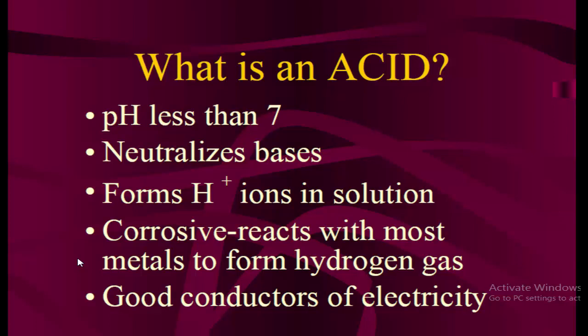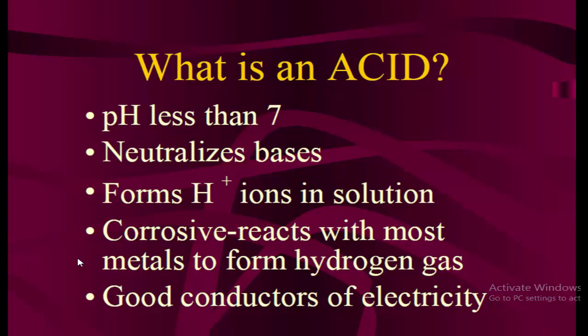An acid is a substance which has a pH less than 7 and has the property to neutralize bases and form H+ ions in solution. It is corrosive, that means whenever it is dropped on the skin it will burn the skin or give an irritation sensation. So it is corrosive in nature and reacts with most metals to form hydrogen gas.